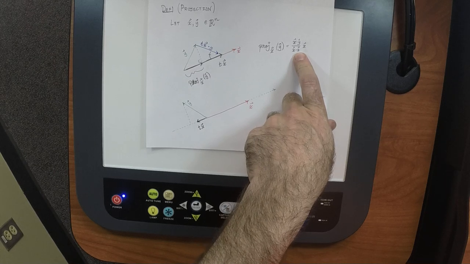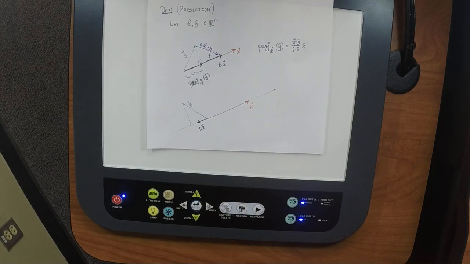Yes? If the vectors are orthogonal, then T would be zero, so does that mean there is no projection? No. Well, it means that the projection is the zero vector. Yeah, it still exists, it's just zero. Other questions? Okay. Good.